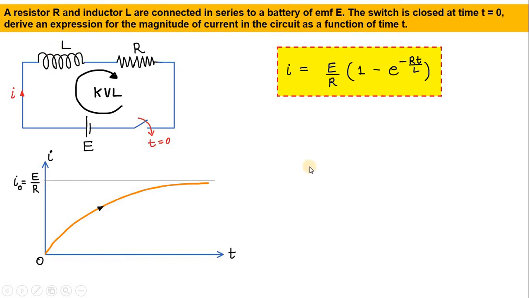Now let's proceed further. We can write this E by R as the maximum current, because from the graph itself we can see that it is approaching the maximum value, which is E by R. So E by R can be written as I max. Furthermore, look at this power of e. It is minus RT by L. So this R from the numerator can be brought below the L in the denominator. We can write it like this: minus t upon L by R.